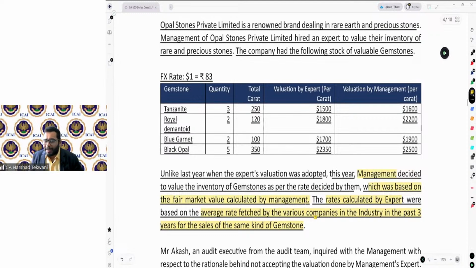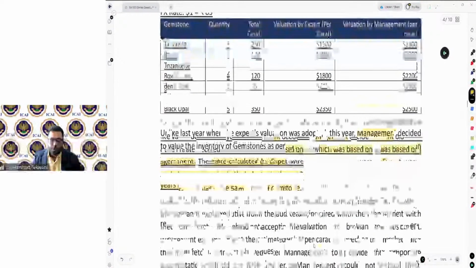Okay. So management calculated fair market value. Expert rates were based on the historical amount that has been fetched for those stones. Unlike last year, when the valuation of the expert was adopted, this time the valuation of management has been decided and adopted. Okay, fine.